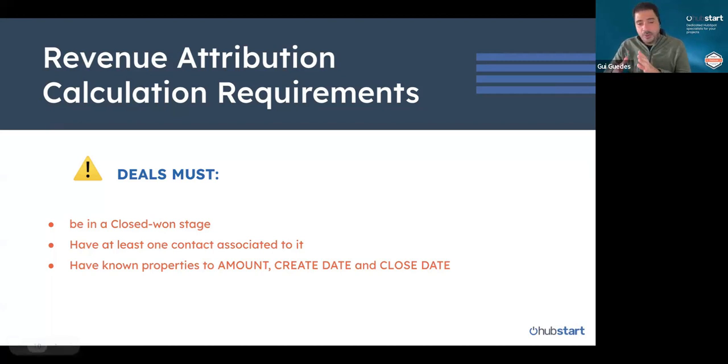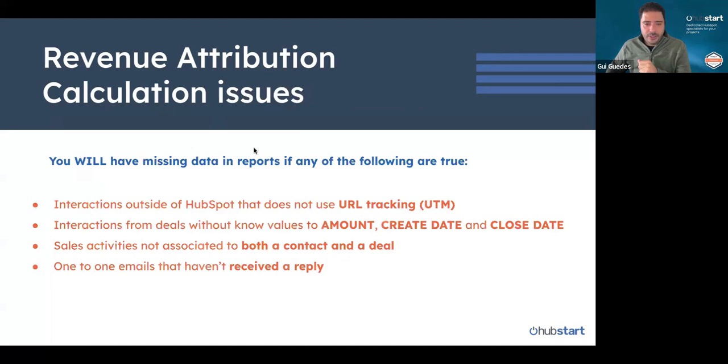This is something that's very important because people sometimes forget one of these properties. And when at the end of the month they see their attribution and revenue reports, a lot of the information is blank. And most of the time, this is the reason why. Okay, so please pay close attention to this information.